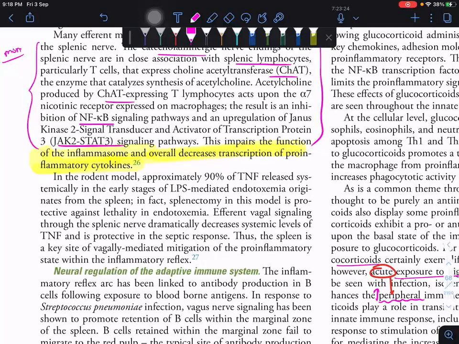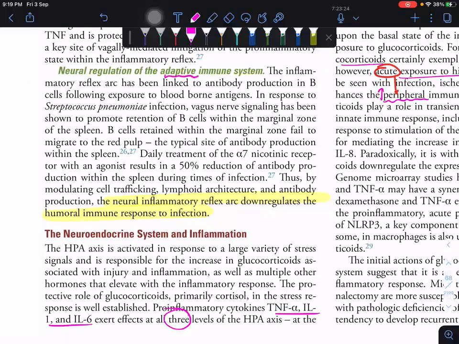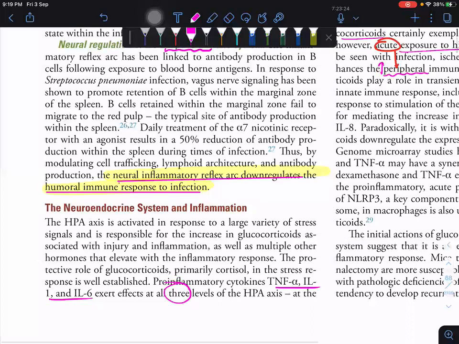And the final thing they're telling is the function of this neural pathway. It impairs the function of the inflammasomes and overall decreases the transcription of pro-inflammatory cytokines. Similarly for the adaptive immune system, they're telling that the neuroinflammatory reflex arc downregulates the humoral immune response. Okay, so whenever you're stimulating this nerve, it will decrease the immune response.